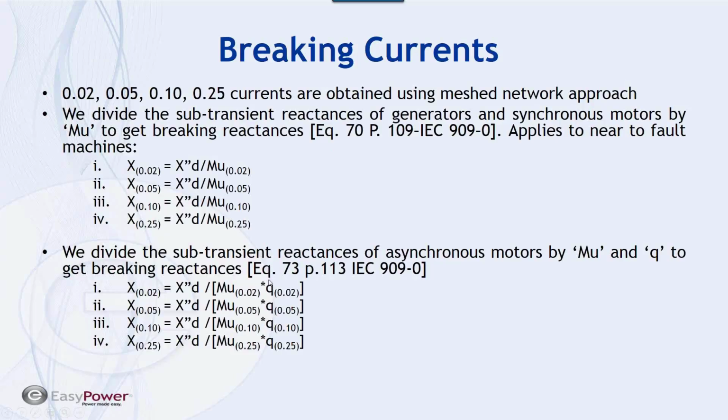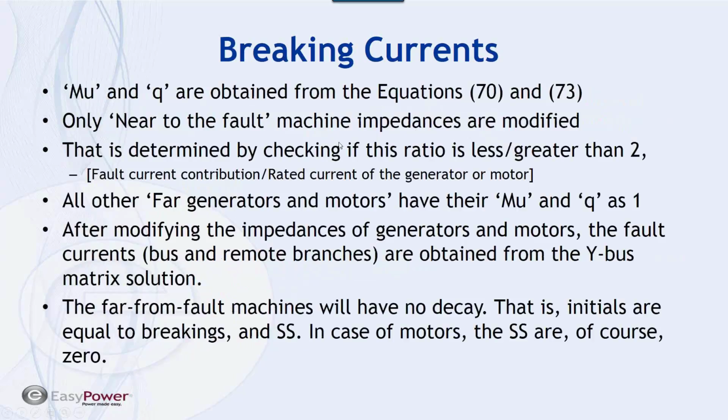So that's the story about the breaking currents. Let me move on to the second slide. Mu and Q, as I mentioned, are obtained from equation 70 and 73. Only near to fault machine impedances are modified, as I talked about it. That is determined by checking if the ratio is greater than 2. And that's a trigger that IEC recommends. That would be a good logical point.